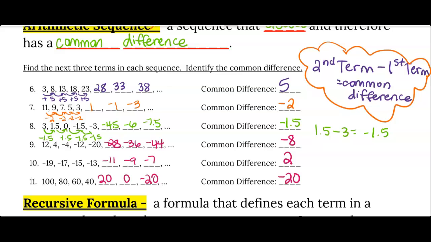Notice we only put a sign if it's going down to tell us that it's negative. If it's positive, there's no need to put a plus, and we just leave it there as a positive number.